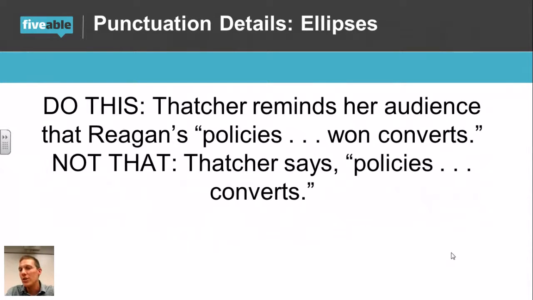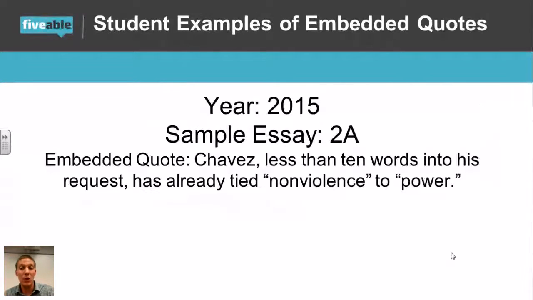So do not think that the ellipses are your friend if you're just trying to get more and more words on it. The skill is the same. The only three words that I'm quoting here in my do this statement are policies, ellipses, converts. This is basically a substitute, this skill, for what these students are doing. So let's go back here. Nonviolence to power. If nonviolence and power are in the same sentence, and it flows with an ellipses instead of the word to there, that's what I would use.